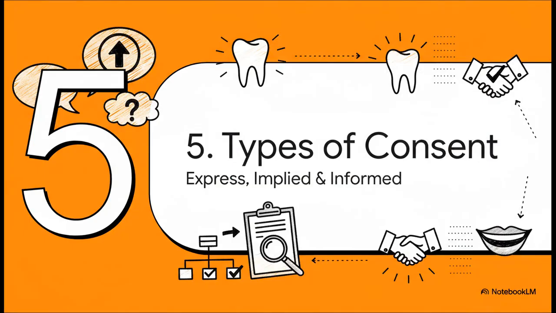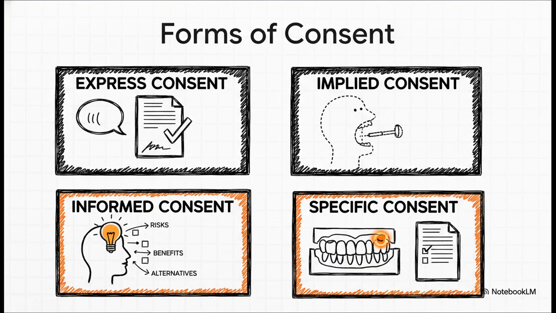Right, let's quickly cover the different forms that consent can take. It's not just one thing, and it's important to know the difference. So you've got express consent, which is either verbal or written. And you've got implied consent, but be really careful with this one. A patient sitting in the chair implies consent for an exam, sure, but not for any kind of treatment. The gold standard, the one you always need to aim for, is informed and specific consent. That's the one that really counts.